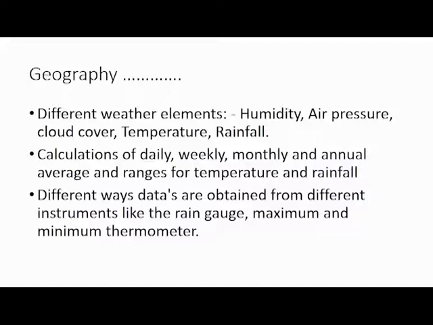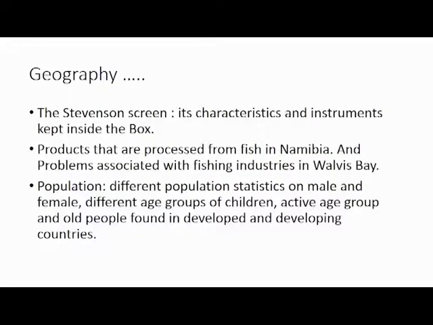graph. Different ways data are obtained from different instruments like a rain gauge, maximum and minimum thermometer, the Stevenson screen and its characteristics, and the instruments that are kept within or inside the Stevenson screen, which is a box.